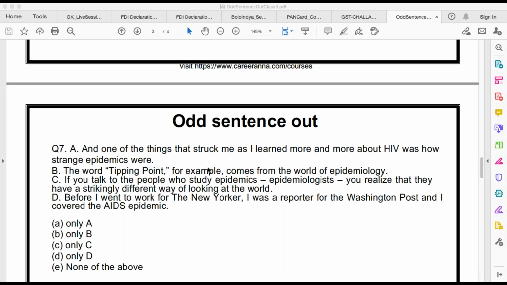D: Before I went to work for the New Yorker, I was a reporter for the Washington Post and I covered the AIDS epidemic. Definitely A and D are related. We all agree that A and D are related. Right? Now, why am I talking about sentence number B? Why am I suddenly talking about tipping point? Why am I suddenly talking about the world of epidemiology? Why am I talking about its dictionary?